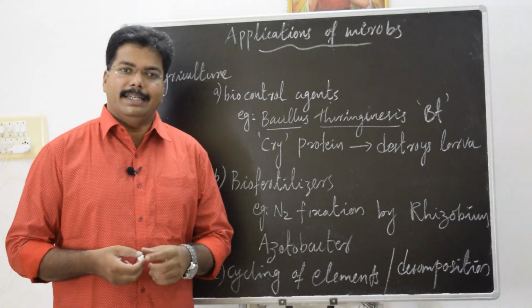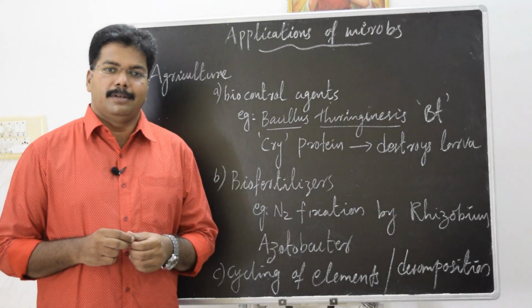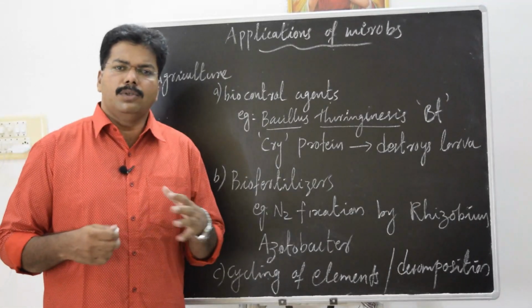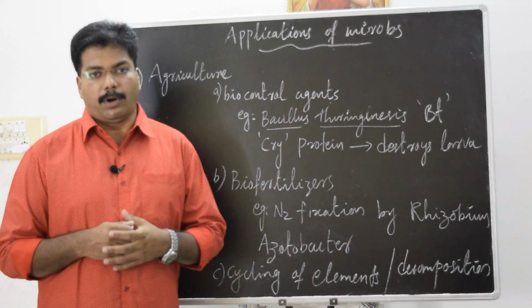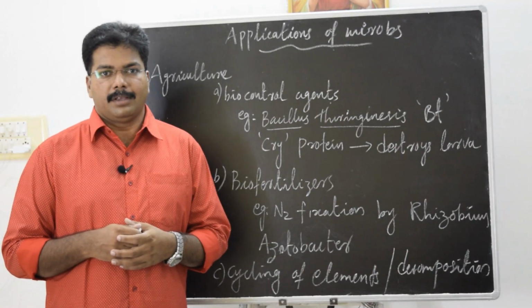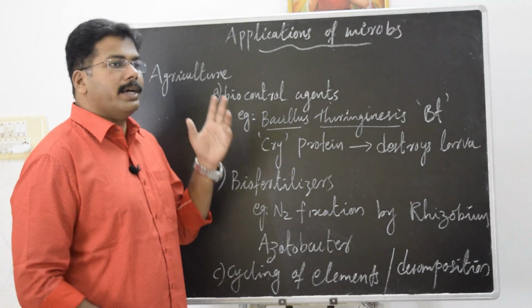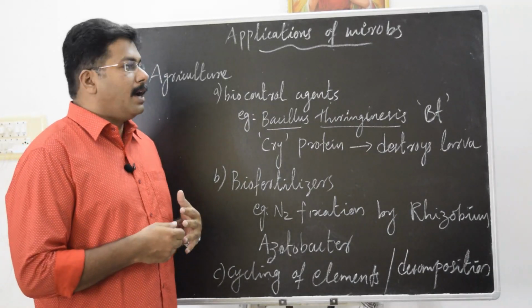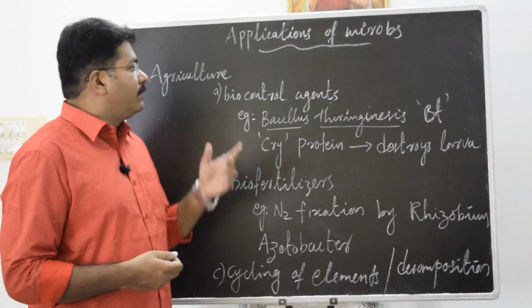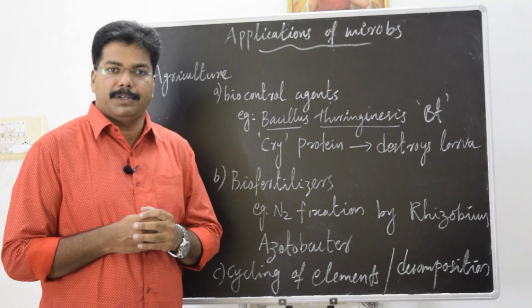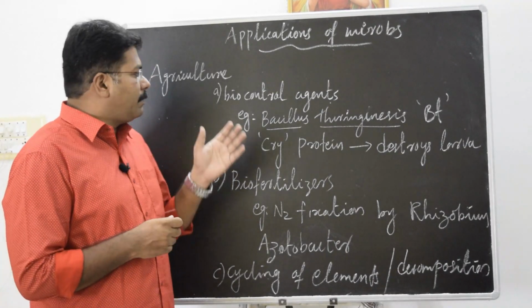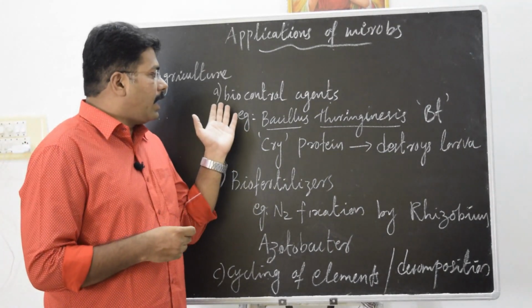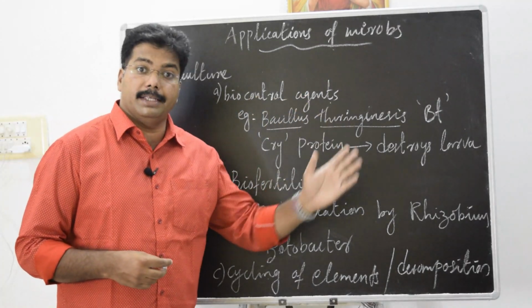If we look at the next important part of this lesson, it is how these microbes are helpful for us. So in that aspect, we are going to look at how these microbes are helpful for us in the field of agriculture. That is the first point. For example, they are helping us as biocontrol agents.